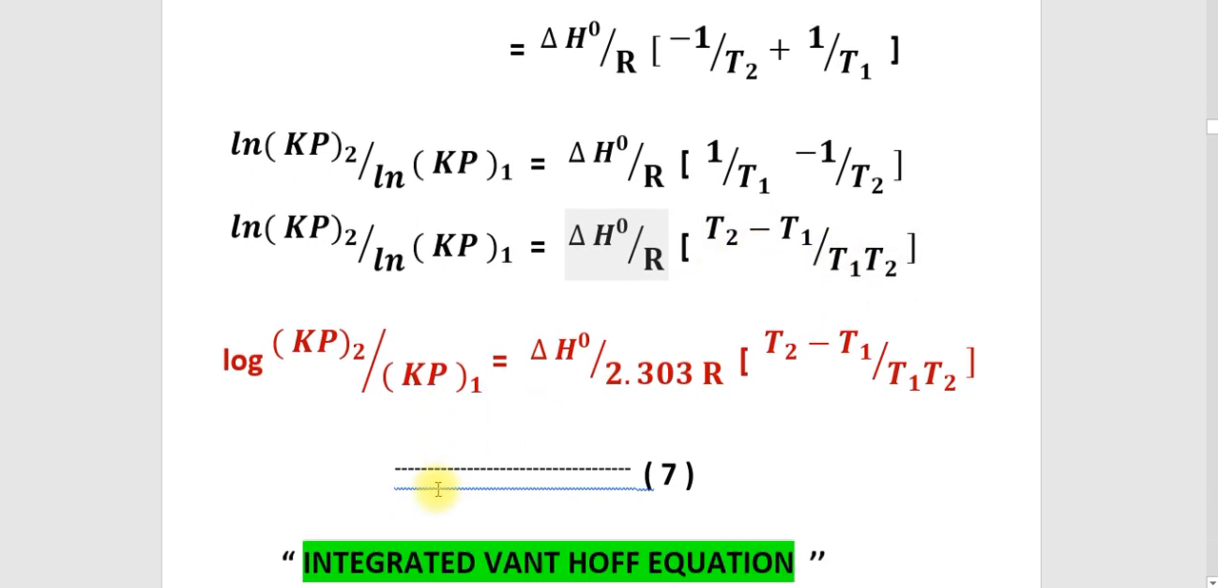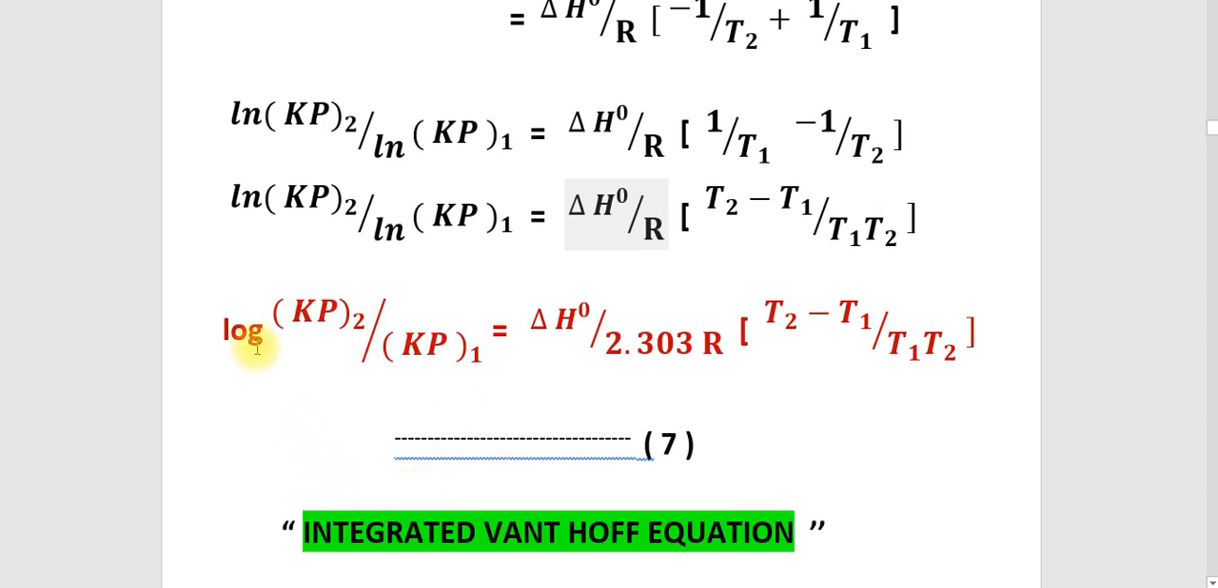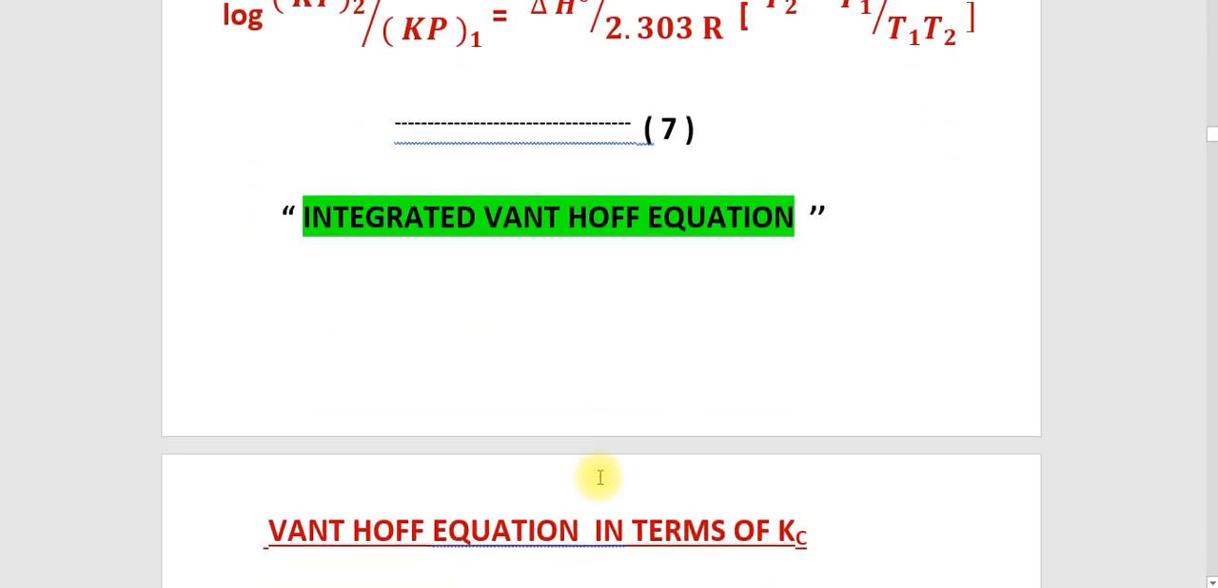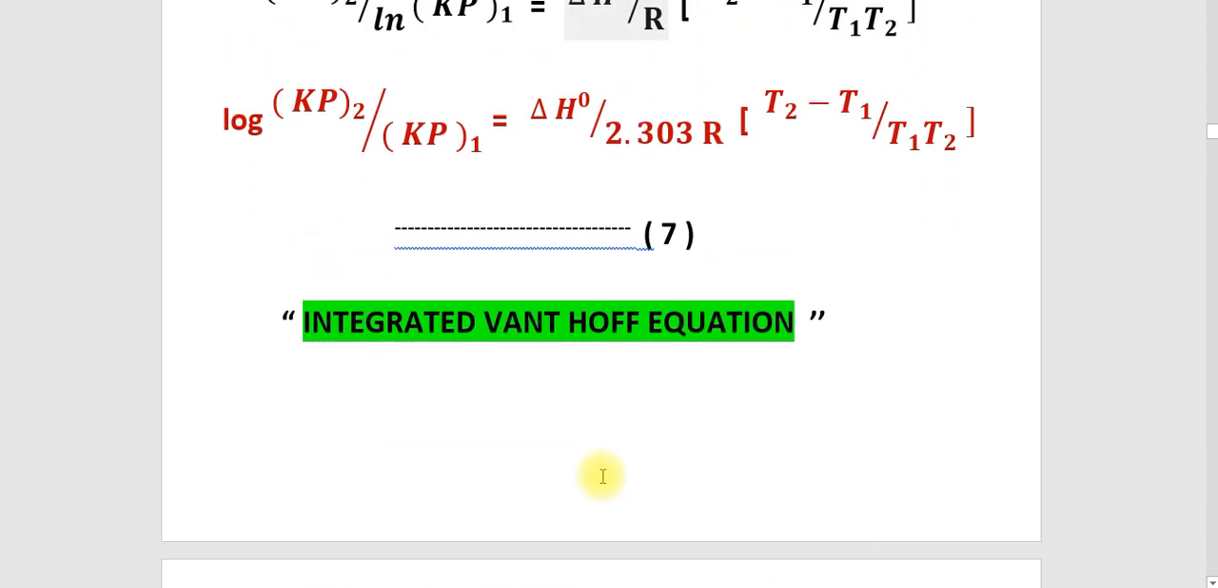Normally the equation comes as log Kp2 by Kp1 is equal to ΔH0 by 2.303 R into T2 minus T1 by T1 T2, and it is given as equation 7. It is also called the van't Hoff equation or integrated van't Hoff equation.